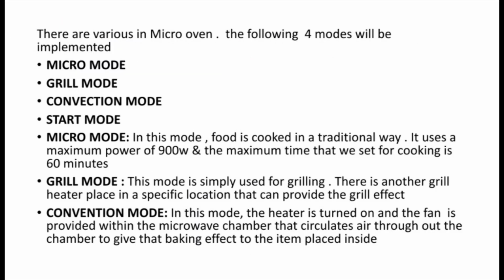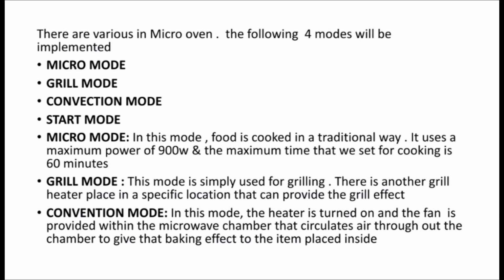The following four modes will be implemented: micro mode, grill mode, convection mode, and start mode. Micro mode. In this mode, food is cooked in a traditional way. It uses a maximum power of 900 watts and the maximum time that we can set for cooking is 60 minutes. Now coming to the second one, grill mode. This mode is simply used for grilling. There is another grill heater placed in a specific location that can provide the grill effect.